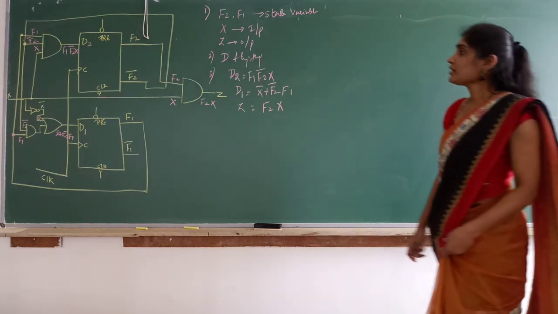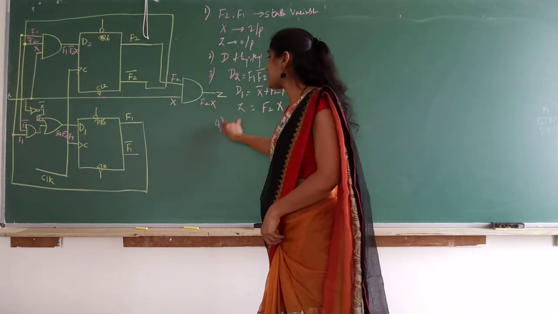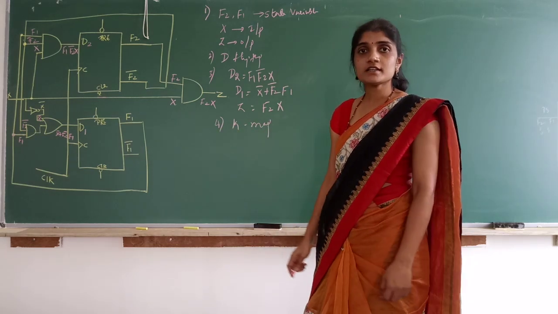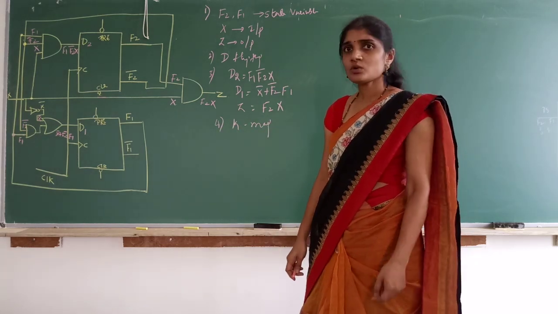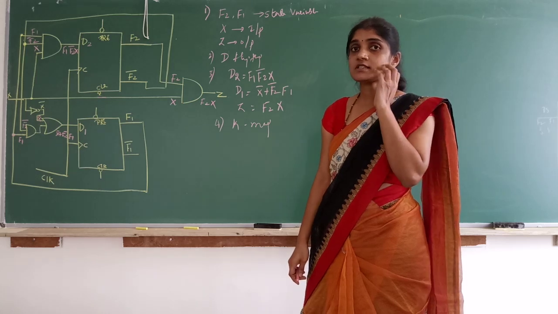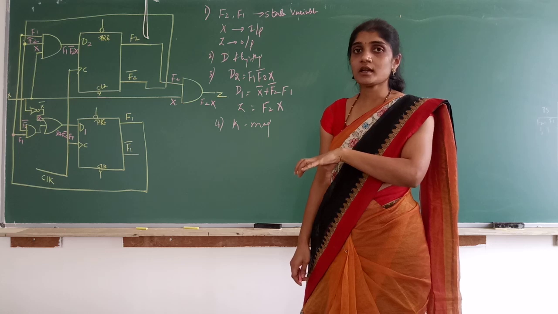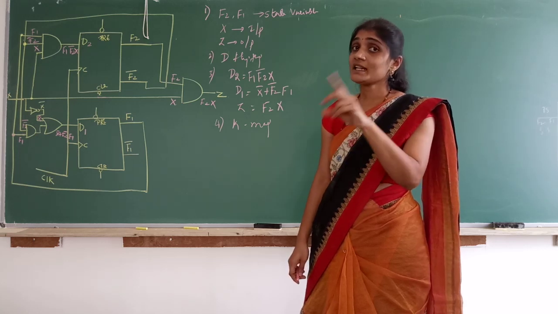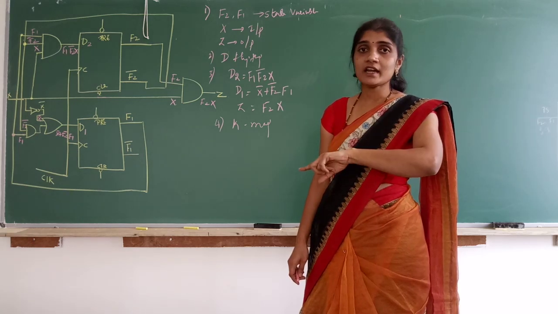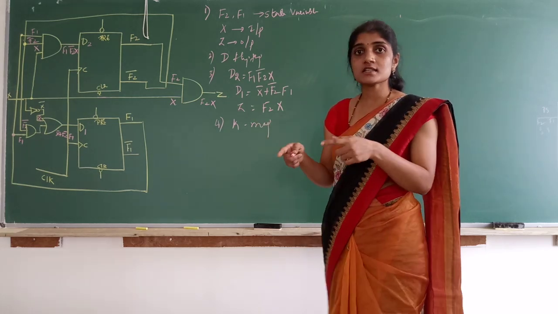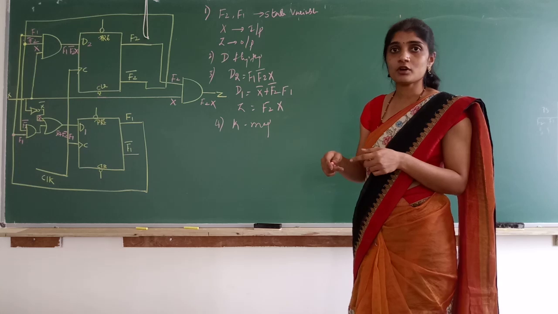Correct? So what is the fourth step? Construct the K-map. I hope you remember the steps. When a circuit is given to us, we have written some steps to end up with the state diagram. The same steps I am following. In the last class, from the state diagram we had written the circuit. But here the circuit is given to us. We know what to do when a circuit is given to us.